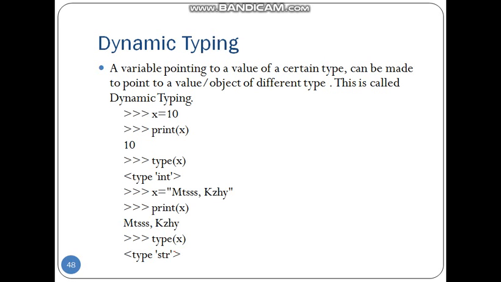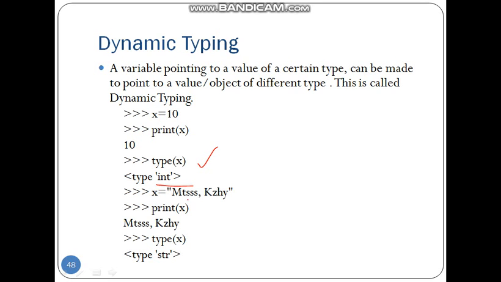Now let's see dynamic typing. Dynamic typing means the data type is changed dynamically, that means during runtime. Let's see the example first. X equals 10. Then we are printing the type of X. Type of X is integer.